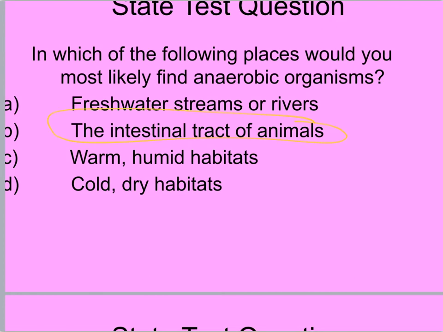You're going to have oxygen in water because that's how fish breathe. They just breathe differently than you. That's what their gills are for. And it doesn't matter if the habitat is cold or warm or humid or dry. That is still going to have oxygen.